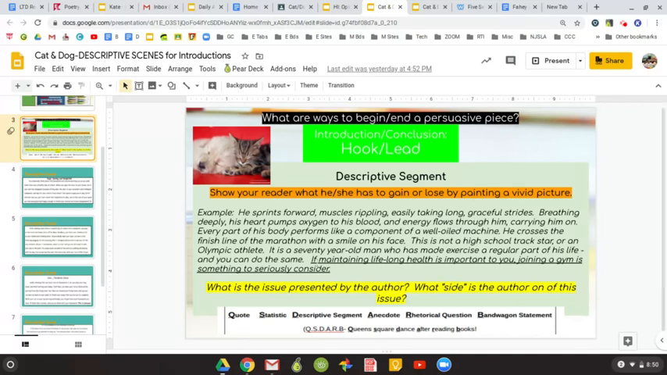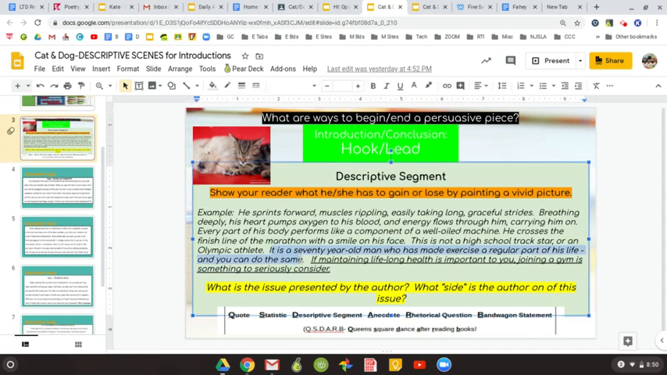Now, this portion here is considered the thesis. This portion here is the hook. That's the descriptive segment. This portion here, where they kind of relate the descriptive scene of the 70-year-old man that links to the thesis, is what we would call the bridge.